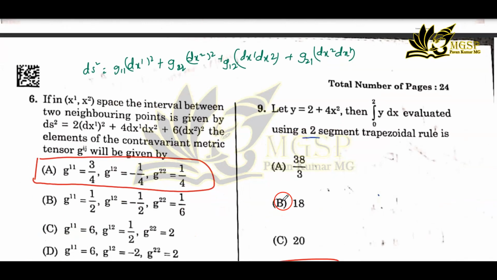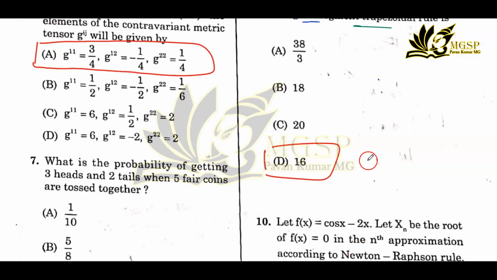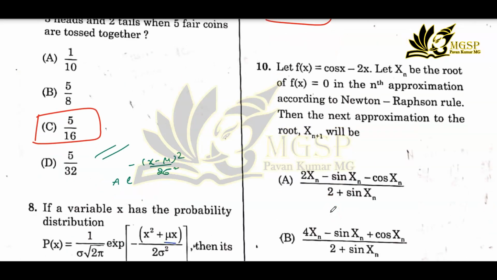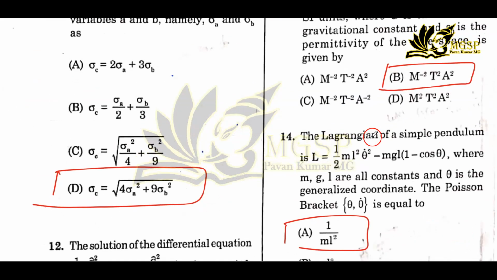And again, this is a numerical analysis related problem. You just have to use the trapezoidal rule and apply it, and you will get the form, and the result will be 16. Again, this is also a numerical, computational physics related one. Newton-Raphson method, you have to know the general formula for this. When you solve this, you will get this.